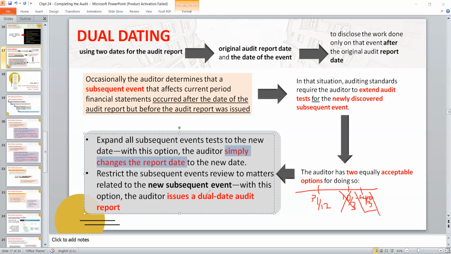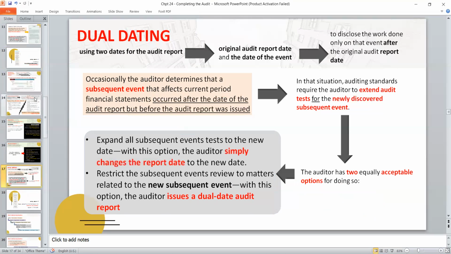So in the second option, you use 10 marks and 14 marks for your audit report. Specifically, 14 marks only talks about the new subsequent event. Yes, this is the dual dating. The event occurs after the date of the audit report, but before the audit report was issued. So, like I showed you before.